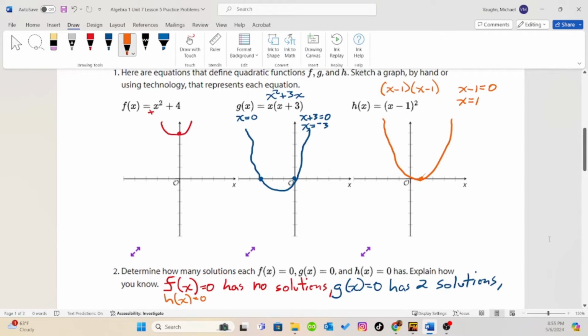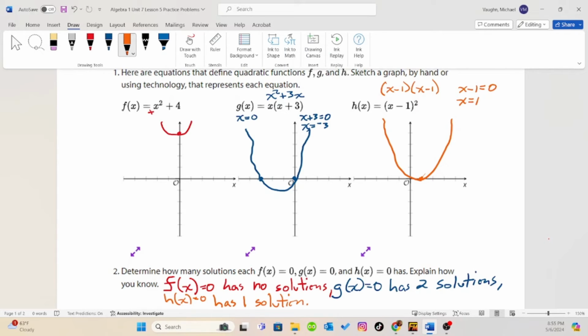We can see that the vertex just touches the x-axis. This means h of x equals 0 has 1 solution. When we refer to solutions of quadratic functions, we are talking about the x-intercepts. So if you are looking at a graph, then your solutions are where that graph touches the x-axis.